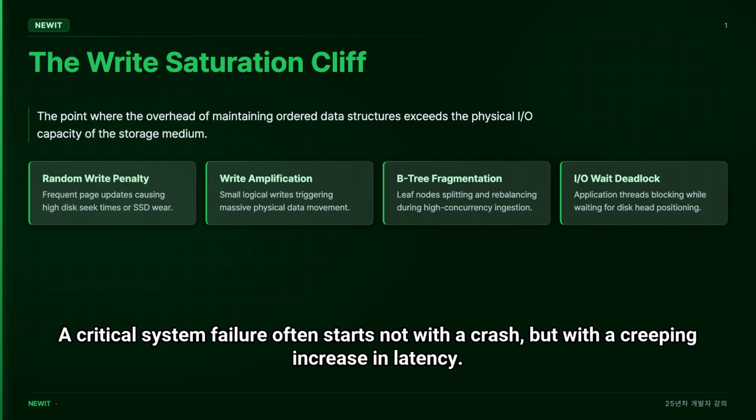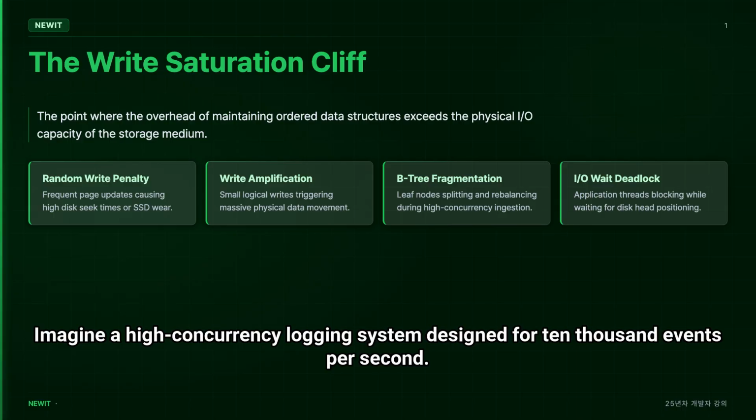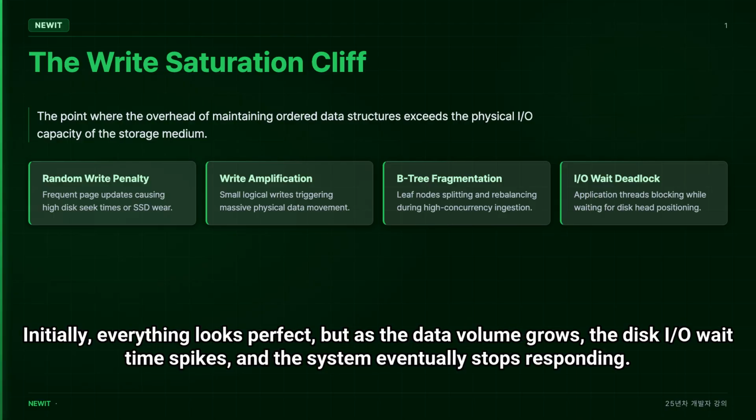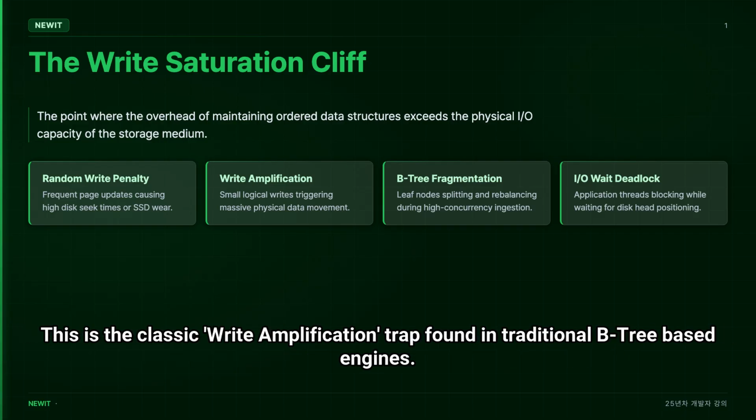A critical system failure often starts not with a crash, but with a creeping increase in latency. Imagine a high concurrency logging system designed for 10,000 events per second. Initially, everything looks perfect, but as the data volume grows, the disk I/O wait time spikes, and the system eventually stops responding.